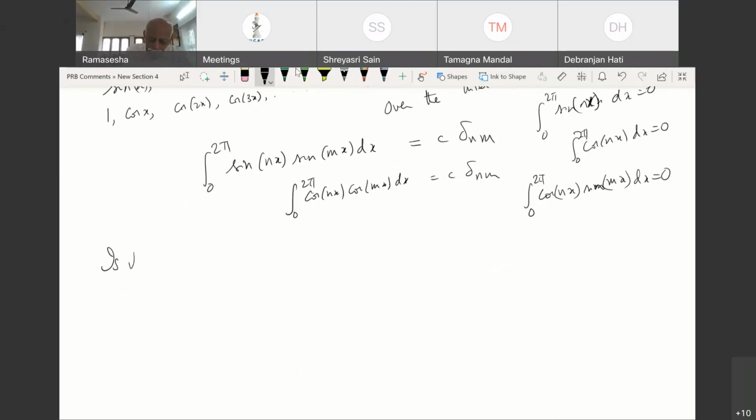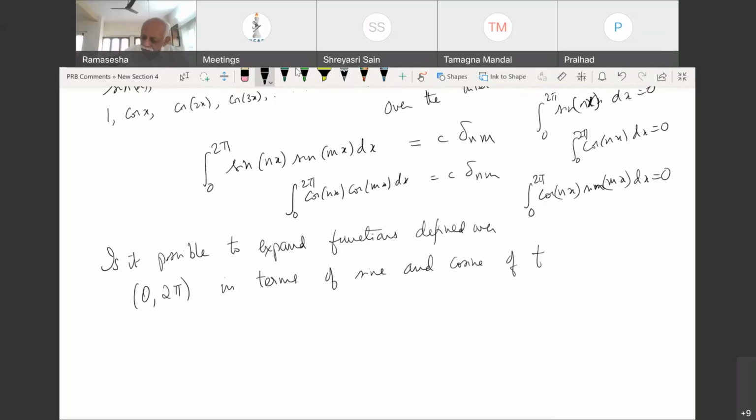Is it possible to express functions defined from 0 to 2 pi in terms of sine and cosine functions? The answer is of course yes. And what are these series called? When you expand a periodic function, or a function on 0 to 2 pi, in sine and cosine functions, what do you call that series? Fourier series. Yes, these are Fourier series.